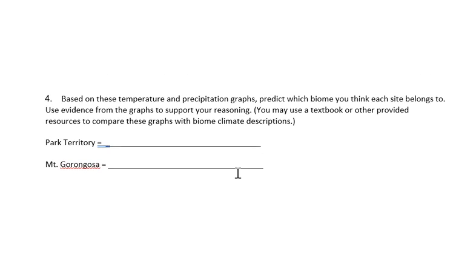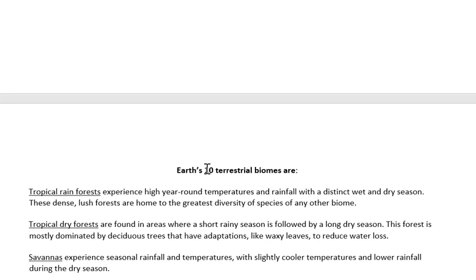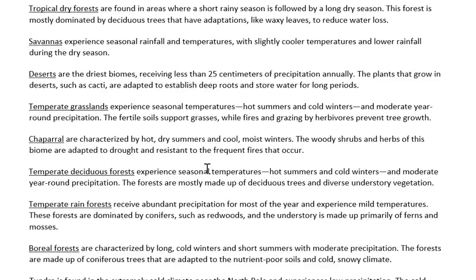Based on precipitation, temperature, and what you know about biomes, and doing a little bit of research, you can use your textbook. You have the list of 10 biomes. What type of biome is the park, and then what type of biome is Gorongosa, or Mount Gorongosa? So that's your first experience there, and you're going to be doing a big project with biomes, so this is just kind of giving you an introduction.